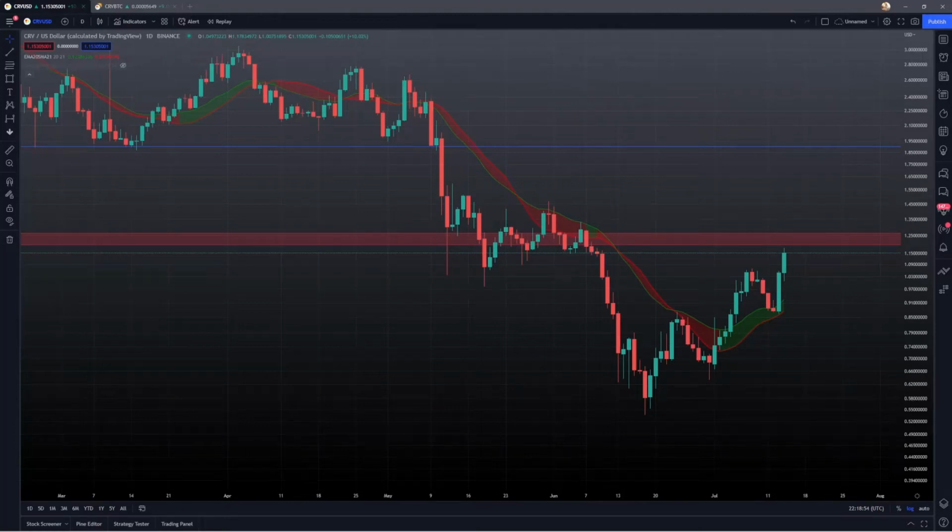Today I'm going to be talking about Curve on both the USD and the Bitcoin pairs, going over some very important levels of support and resistance to keep an eye out for.